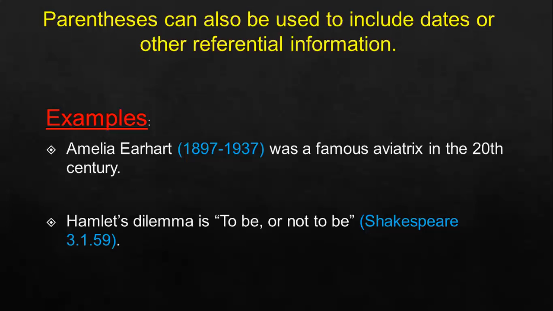Hamlet's dilemma is to be or not to be (Shakespeare 3.1.59). This is a reference to where this part is written in Shakespeare's play Hamlet. So again, we can use parentheses to include dates or other referential information, like referring to a page or a chapter or an act or scene in a play or something.